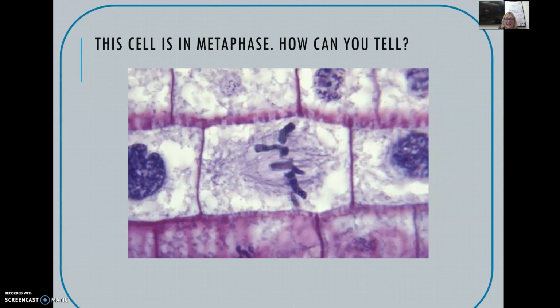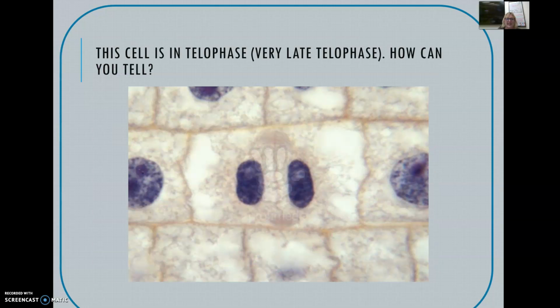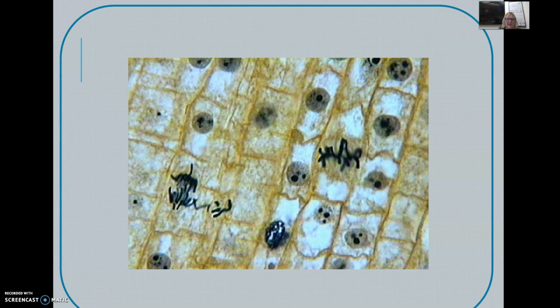All right, here's one where you've got the chromosomes in a line right down the middle. And so think about which one meant middle. You're right, that one is metaphase. All right, now we're starting to see them being pulled apart, and there's like this clear area in between the two lines of chromosomes. So that one is anaphase. And here's an actual picture of a plant cell in telophase, and you can see the two nuclei starting to reform. You're beginning to see a cell plate being laid down the middle.